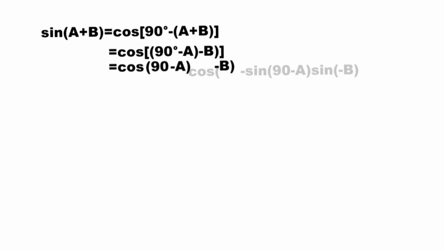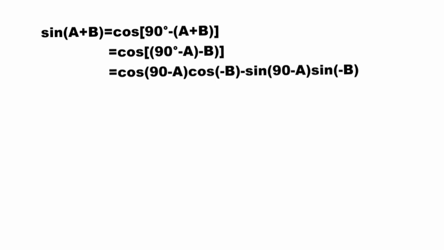From cofunction identities, sine theta is equal to cosine 90 degrees minus theta. In the same way, sine A plus B can be expressed as a cofunction identity as cosine 90 degrees minus quantity A plus B. Using associative property of addition, you can group as 90 degrees minus A minus B. And this is equal to cosine 90 degrees minus A times cosine negative B minus sine 90 degrees minus A times sine negative B. Sine of negative B is equal to negative sine B, and cosine 90 degrees minus A is equal to sine A. So sine A plus B is equal to sine A cosine B plus cosine A sine B.